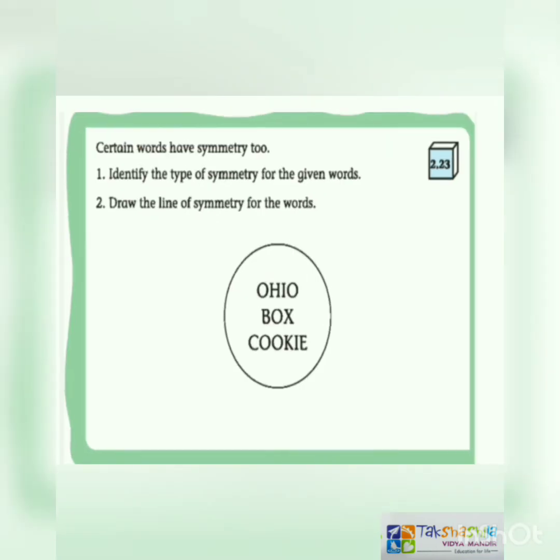Certain words have symmetry too. Identify the types of symmetry. For the given words, draw the lines of symmetry also. So first I'm going to find out whether it is a reflectional symmetry or rotational symmetry. Then we have to draw the lines of symmetry also. And here I have drawn for one word. So I got a horizontal line of symmetry, and by rotating this we can get a rotational symmetry also, and you have to complete it for the remaining two words also.